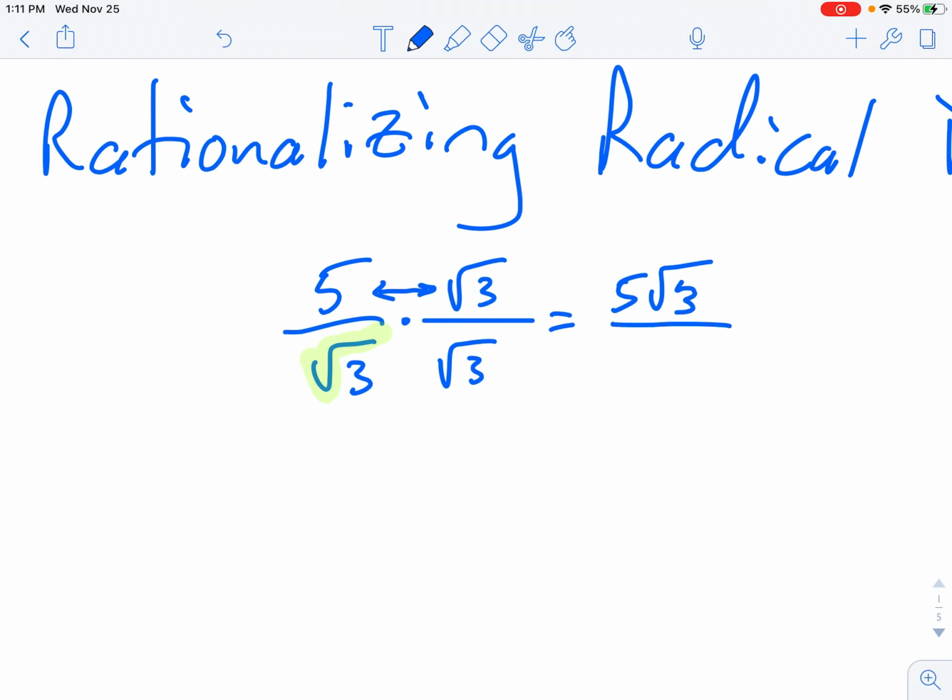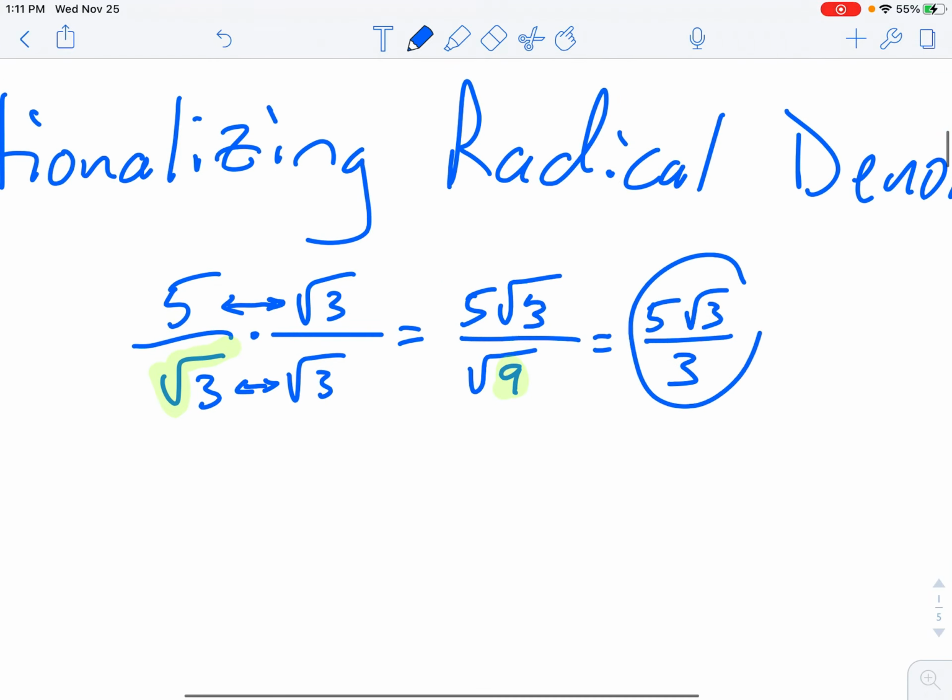On the bottom, square root of 3 times square root of 3 becomes square root of 9, right? 3 times 3 is 9. But 9 is a perfect square. And when you use this process, you always get a perfect square. So what's the square root of 9? 3. And we end up with this as our final answer, 5 square root of 3 over 3.